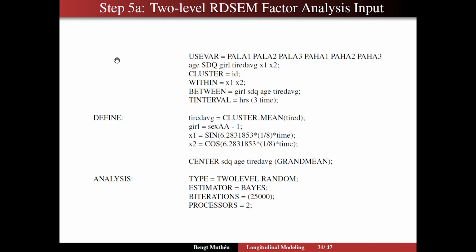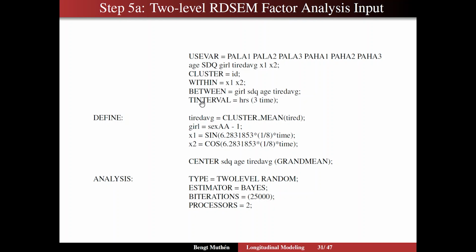So here's how the input looks for step 5a, the picture that we just looked at. So the use variable list then has all of the 6 items, PA low arousal 1 through PA low arousal 3, PA high arousal 1 through 3. And then we have the time invariant covariate and the cycles variables. One cluster variable only because it's 2 level, and the cycles variables are on the within level, as we mentioned. And the between statement then refers to the time invariant covariate.